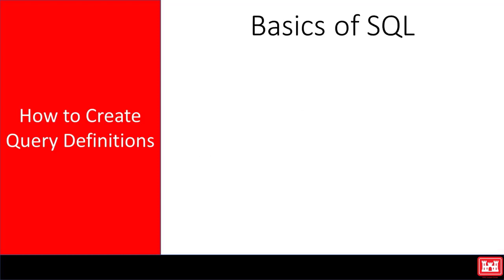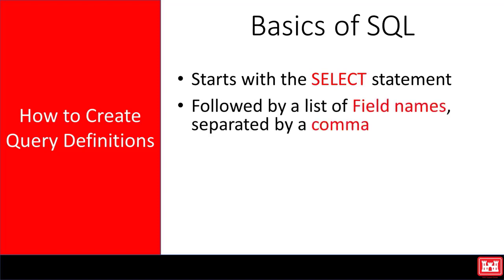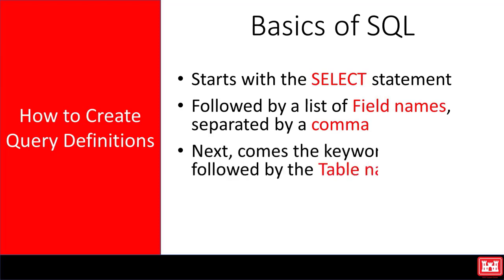For the basics on SQL, you need to start your statement with the keyword select. This tells the database to show something. Next, you add a list of field names you wish to show, separating each field name by the comma. Then, add the keyword from, and then specify the table name.